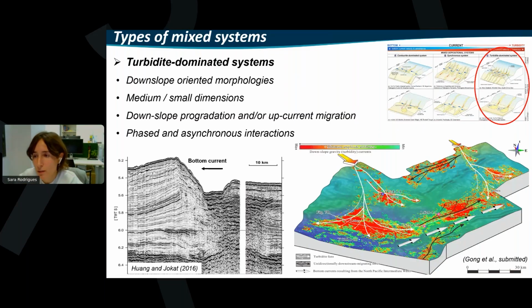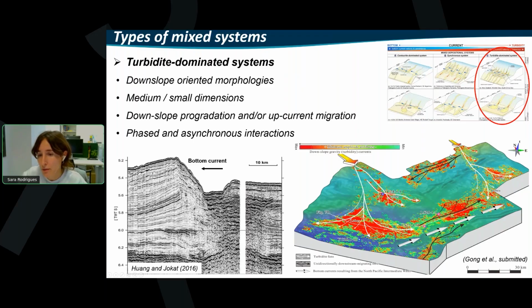If we go towards the end of such a system, so we are still in turbidite-dominated systems, but now we are going towards the deeper part, towards the submarine fan, we can also see different types of features being formed and being affected by bottom currents, but by much weaker currents. So the currents will not affect their shape as much, but maybe they will deviate it. So here we have an example from Shenglingong that was recently submitted.